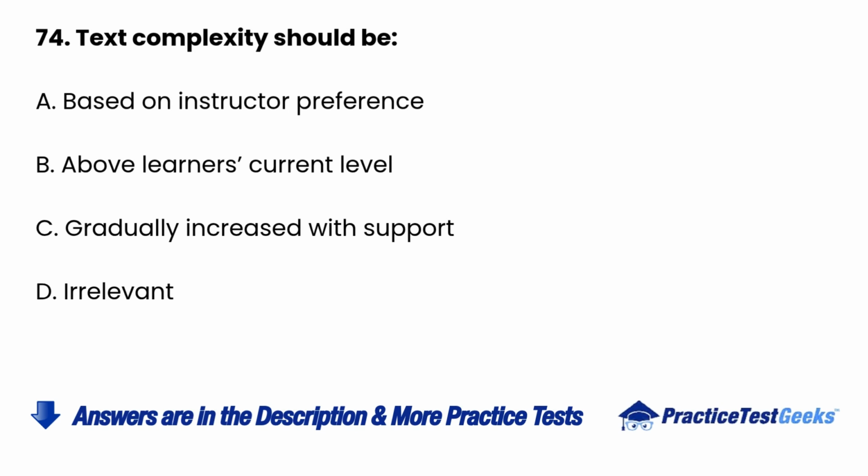74. Text complexity should be A. Based on instructor preference. B. Above learner's current level. C. Gradually increased with support. D. Irrelevant.